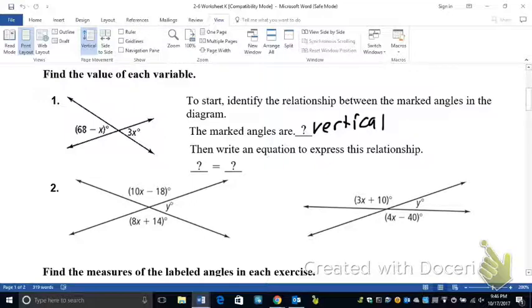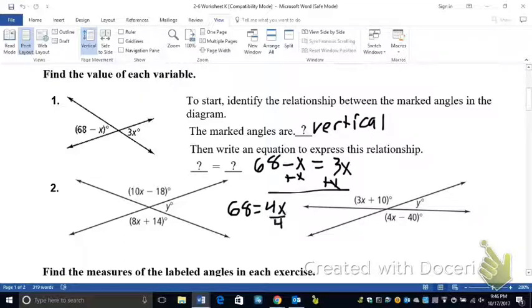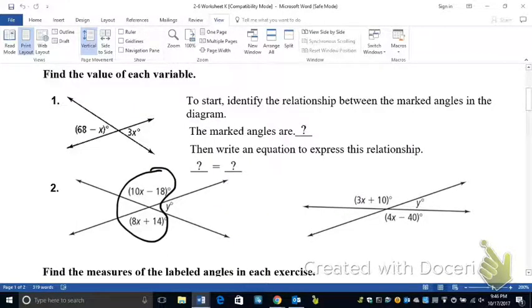So we know vertical angles are congruent, so we can set up an equation expressing that relationship of 68 minus x is equal to 3x. From there, we're going to add x to both sides, so we get 68 equals 4x. Divide both sides by 4, and we get x equals 17. Okay, so x equals 17, so that's the answer to number 1. Moving on to number 2.